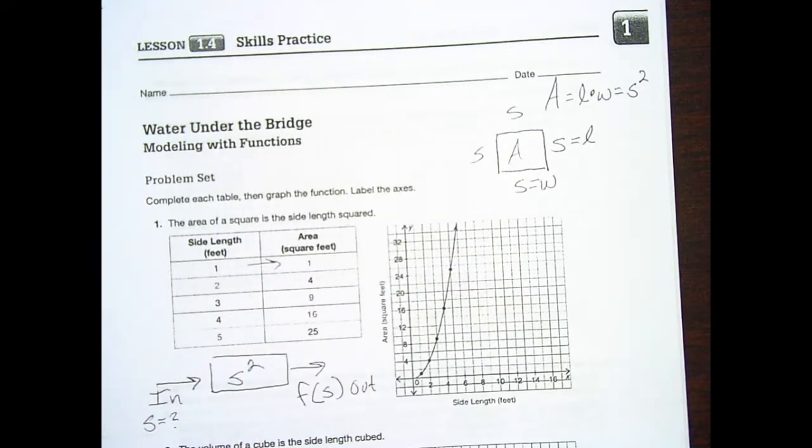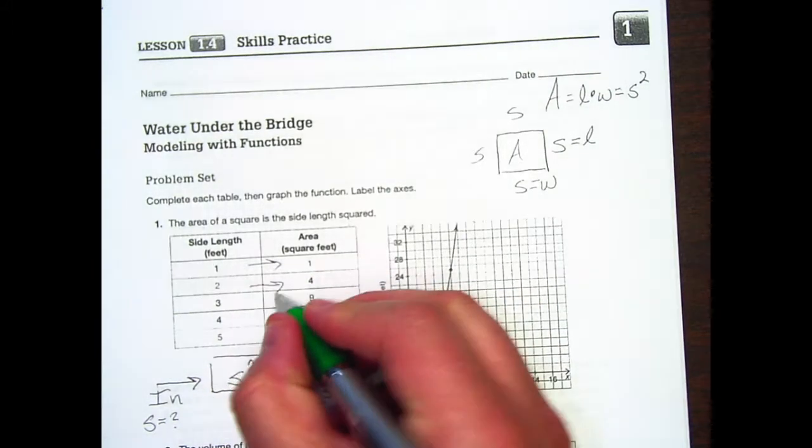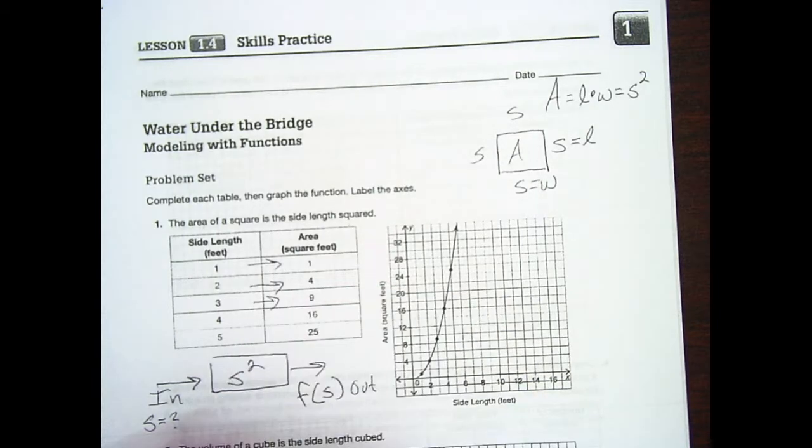So what's 1 squared? 1. What's 2 squared? 4. What's 3 squared? 9. 9, right? So does that make sense?